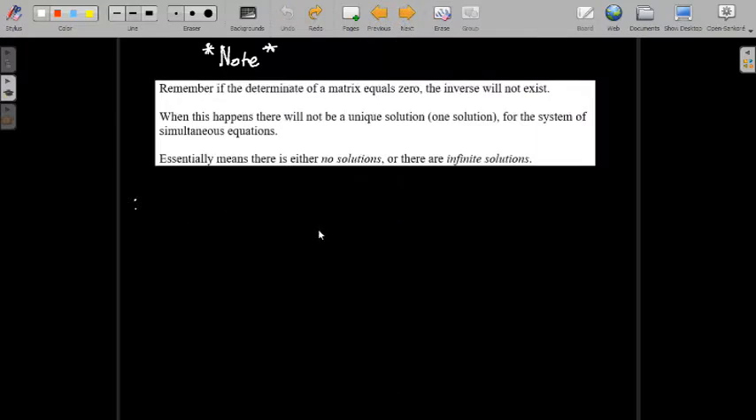Just as a note, while we're on inverse matrices, just remember that if we find the determinant of a matrix is 0, the inverse will not exist. Basically, it means we've got two situations. Either there will not be a unique solution for the system of simultaneous equations. It means that we've either got no solutions or there are infinite solutions.